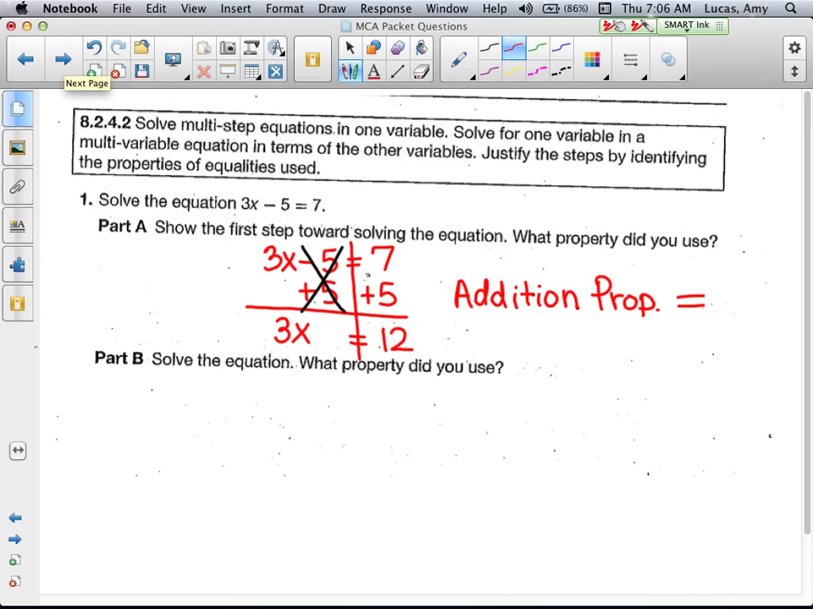Part B, solve the equation. What property did you use? So my second step should be dividing by 3, because 3x means 3 times x, and the inverse of multiplying is dividing. Like on my first step, the inverse of subtracting 5 is adding 5. So I divide both sides by 3, and the result is x equals 4. So since I was dividing, I used the division property of equality.